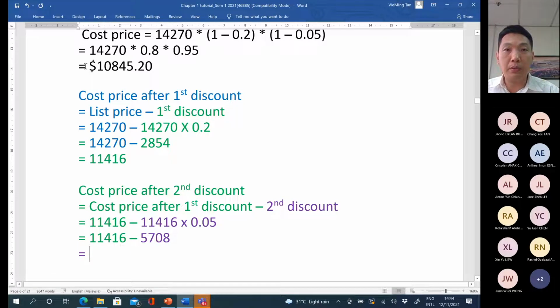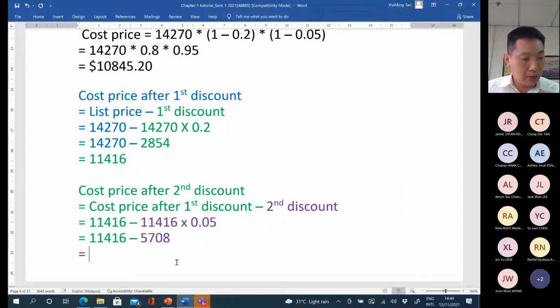So your value should be equal to this number. Should be equal to. It's slightly different, huh? One minus this one. Okay, let me see whether it's correct or not. 11416 minus 5708.